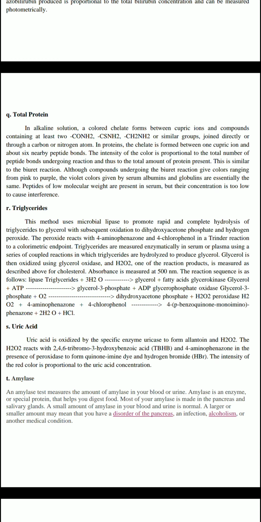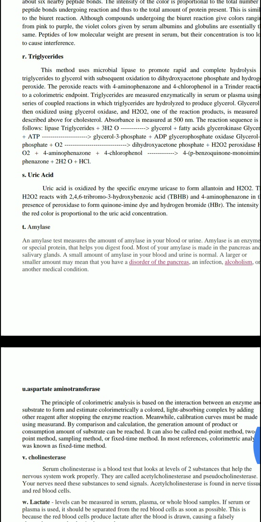Now the next test is for amylase. An amylase test measures the amount of amylase in your blood or urine. Amylase is an enzyme, or special protein, that helps you digest food. Most of your amylase is made in the pancreas and salivary glands. A small amount of amylase in your blood and urine is normal, but a larger or smaller amount may mean that you have a disorder of the pancreas, an infection, alcoholism, or another medical condition.